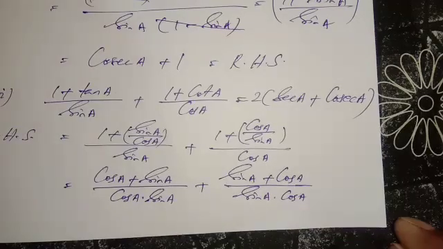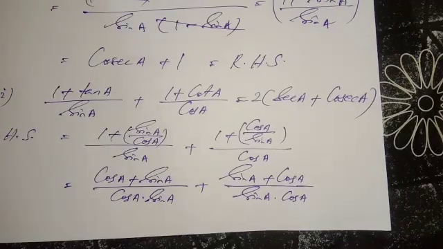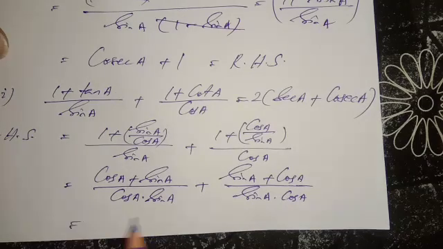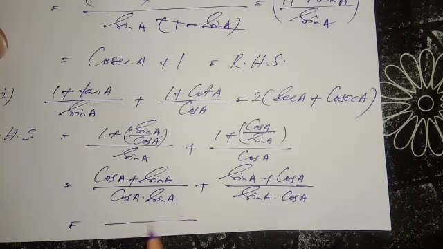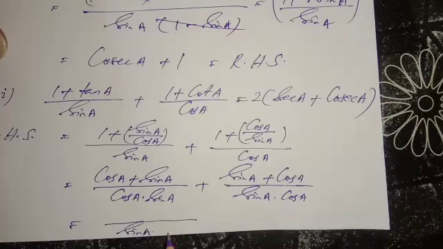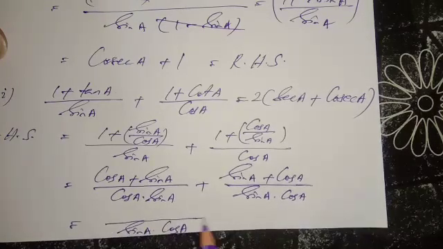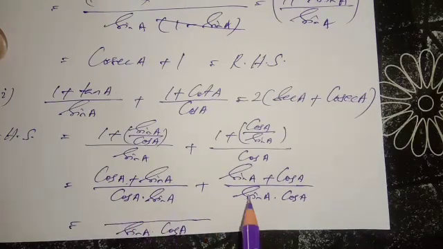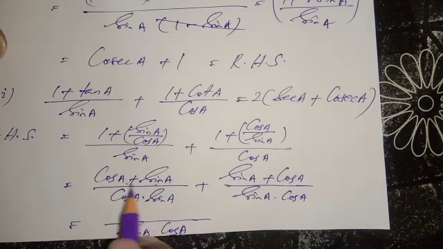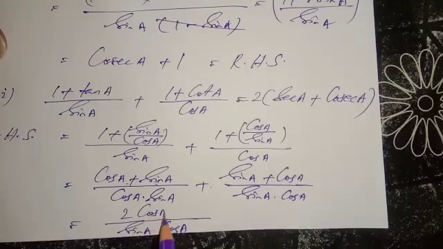The LCM will be sin A into cos A. This and this is the same thing, that means cos A plus sin A. The numerator will be cos A plus sin A plus cos A plus sin A. That means this will be 2 whole into cos A plus sin A.